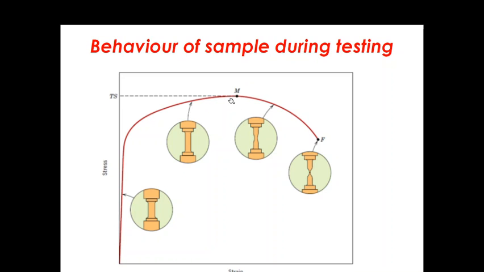So you can find out the tensile strength, that is, the load corresponding to point M divided by the original cross-section area. You will get the ultimate tensile strength of the material. Similarly, you can find out the 0.2% yield strength, that is, the load corresponding to 0.2% yield divided by the original cross-section area.